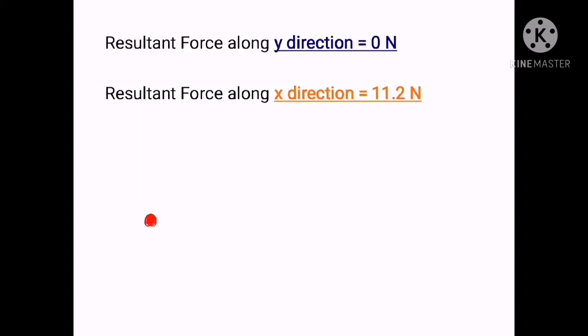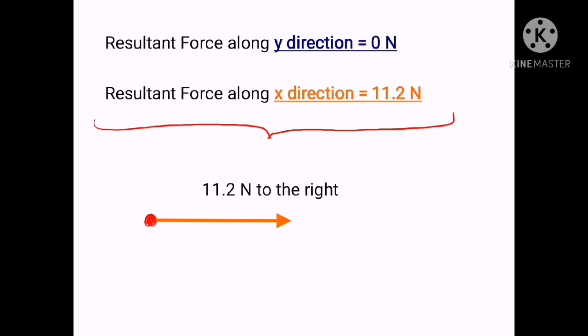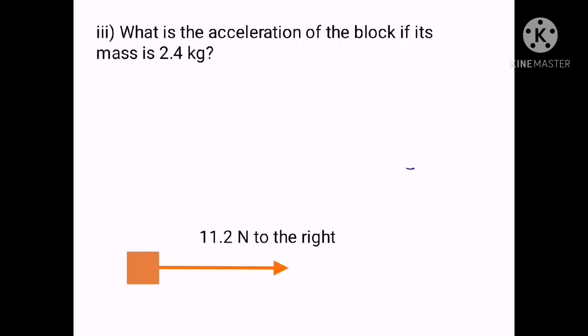Right. So now, since we have calculated the resultant force along the y direction and also along the x direction, we're going to calculate the resultant force. So my resultant force on the block is 11.2 Newton to the right. Now, what is the acceleration of the block if its mass is 2.4 kg? So the resultant force on the block was 11.2 Newton to the right.